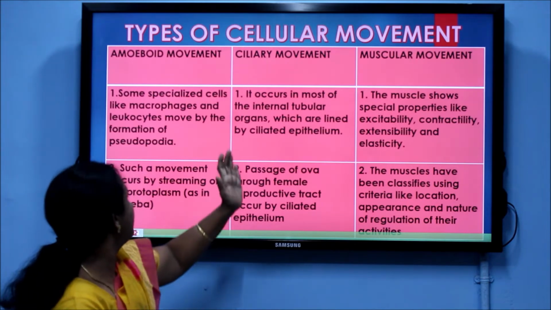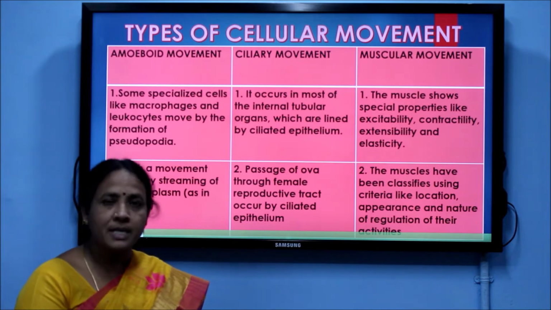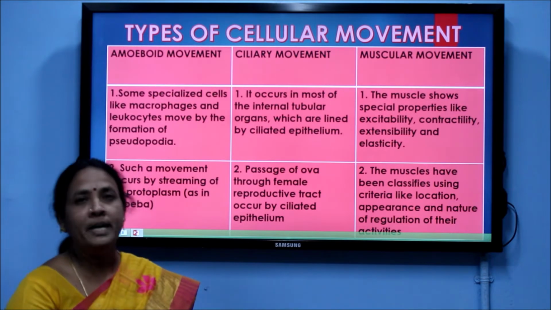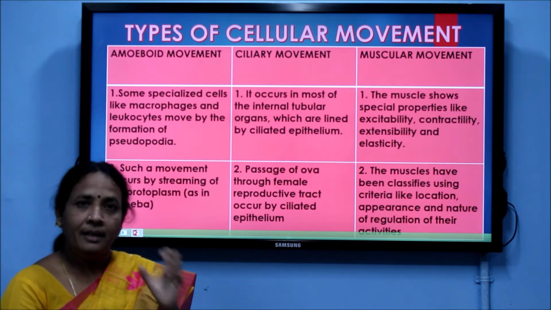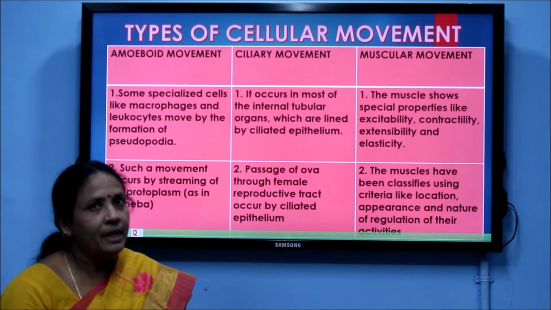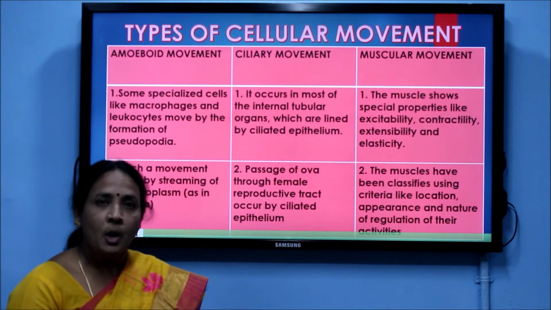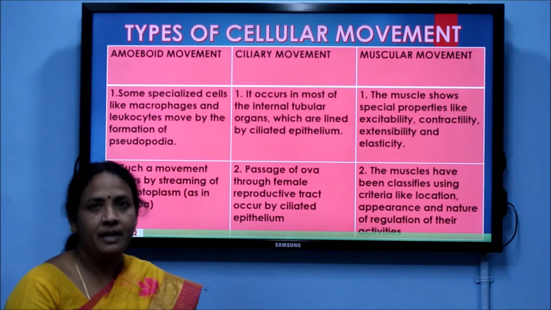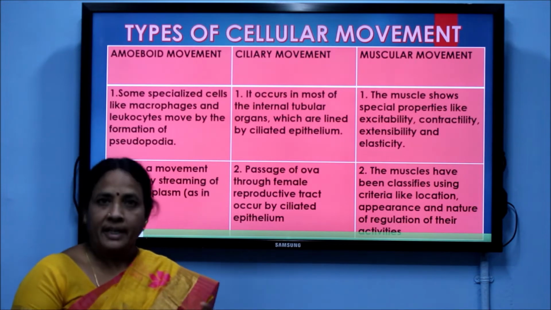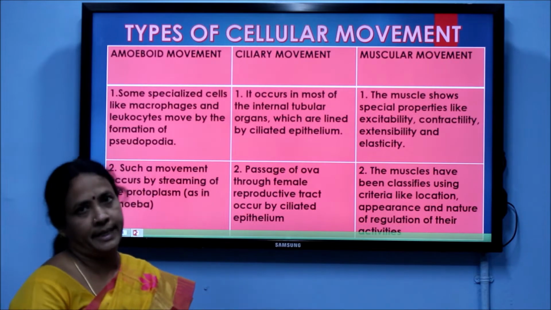Second, we will see ciliary movement. Some of our body parts are lined by ciliated epithelium. The lashing movement of the cilia on the cell performs the movement. For example, the fallopian tube, which is lined by ciliated epithelium, moves the ova inside the oviduct. Next, the trachea is also lined by ciliated epithelium, which removes the dust particles.